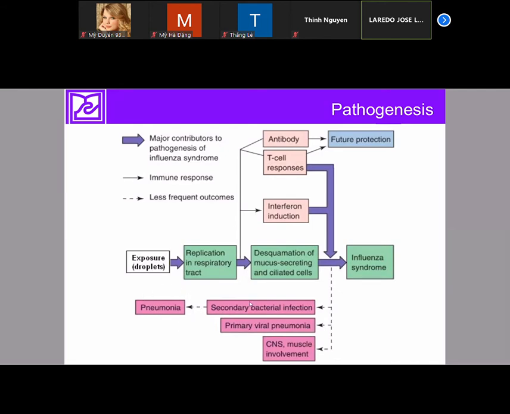Other patients may suffer pneumonia by the virus itself, by the influenza virus. And this viral pneumonia is also severe. This is what happened 100 years ago with the dramatic pandemic that I told you. And some patients may have complications in other organs related with the immune system that I cannot explain because I don't have time.